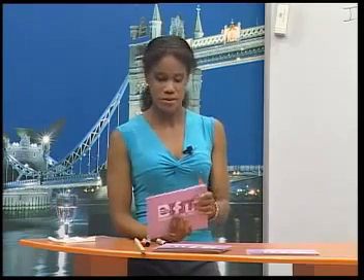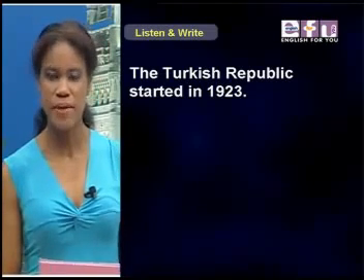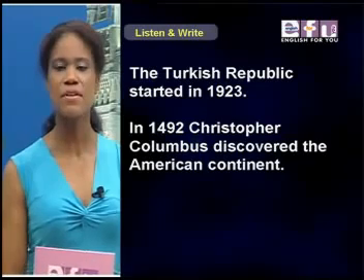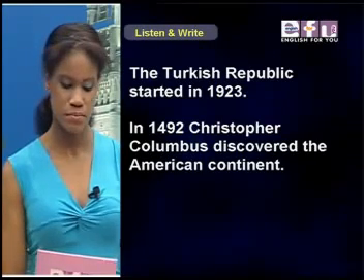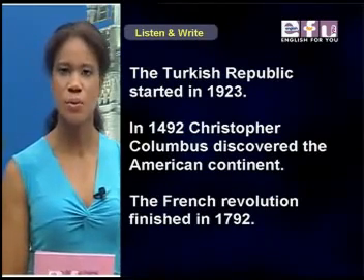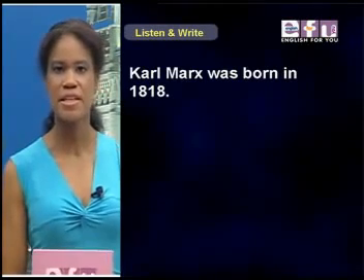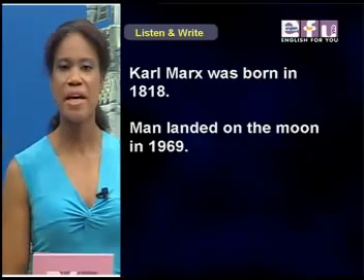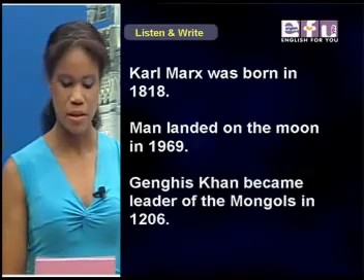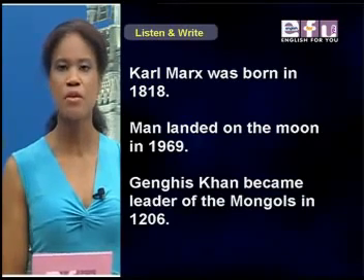Now check your answers. The Turkish Republic started in 1923. In 1492, Christopher Columbus discovered the American continent. The French Revolution finished in 1792. Karl Marx was born in 1818. Man landed on the moon in 1969. Genghis Khan became leader of the Mongols in 1206.